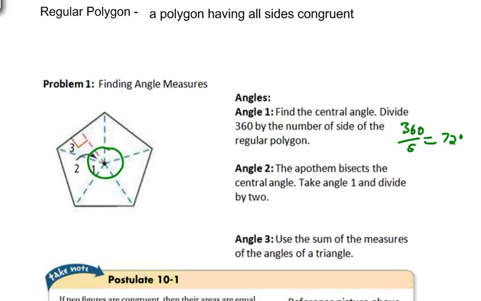All right, angle 2. The apothem always bisects a central angle. That's important to know. So you just take one of those central angles and divide it by 2 to find angle 2. So the measure of angle 2 would be half of that, which is 36.